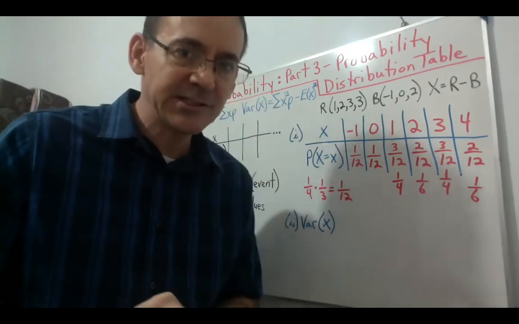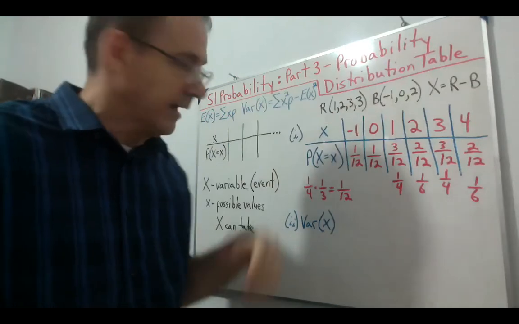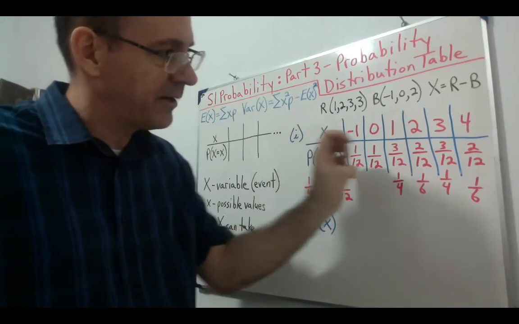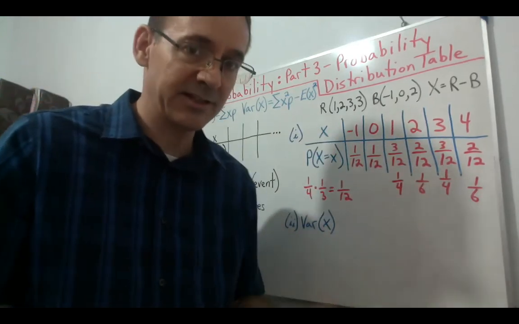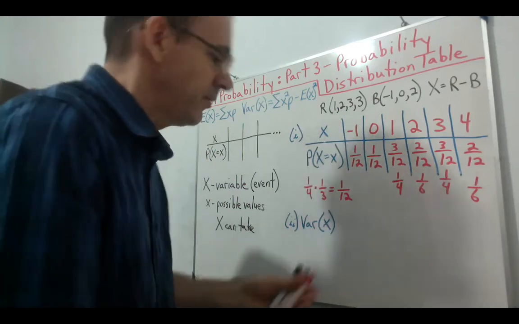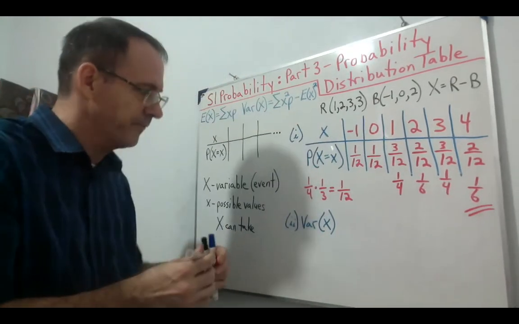That's a very good sign that you've come up with all the possible specific values and you've come up with the right probabilities. At least it's a high chance that you've done it correctly. So this then is your probability distribution table.